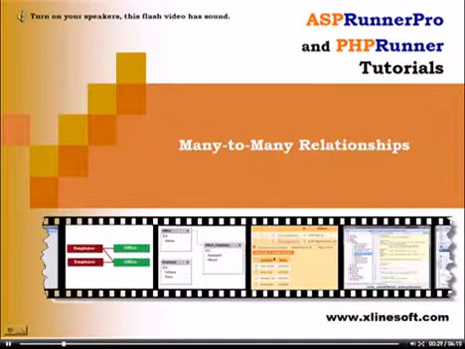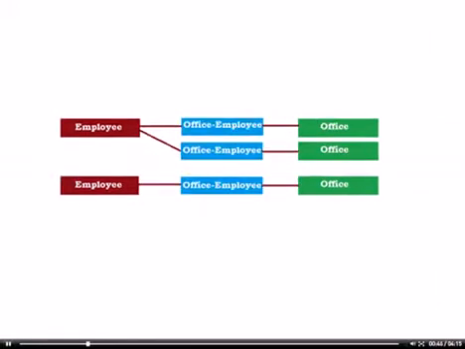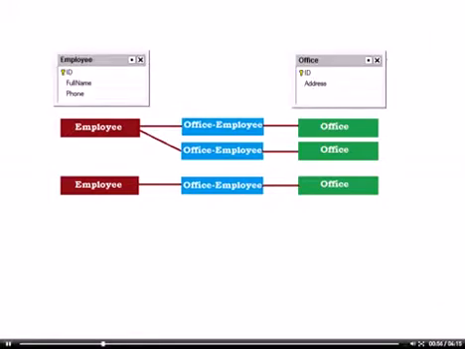Let's look at an example where we have multiple offices and employees. One employee can work at multiple offices, and an office can have more than one employee. To handle this many-to-many relationship, the first step would be to break it into two one-to-many relationships, creating a new link table, which combines the employees and the offices. Now we will have three tables: an employee table, an office table, and an office employee link table.